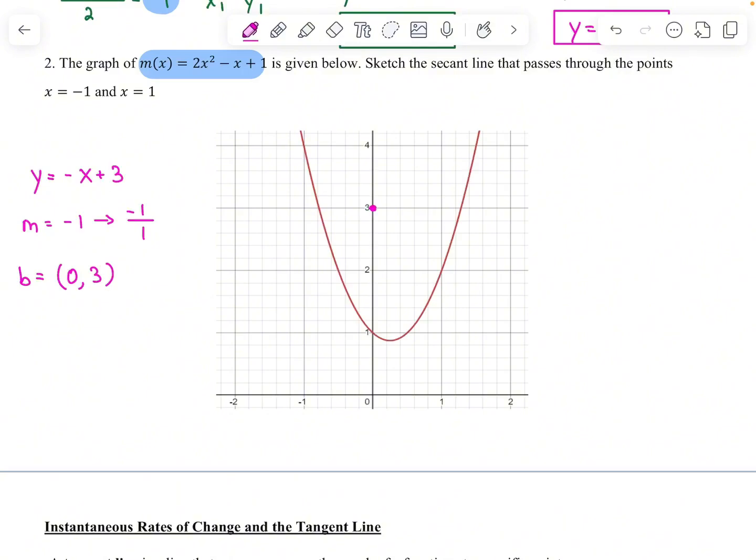A slope of -1 means from here we're going to go down 1 and to the right 1. So the next point will be at (1, 2). Then we'll have another point at (2, 1). And we'll have another point at (-1, 4). And that is the graph of the secant line of m of x that passes through the points (-1, 4) and (1, 2). And we are done.